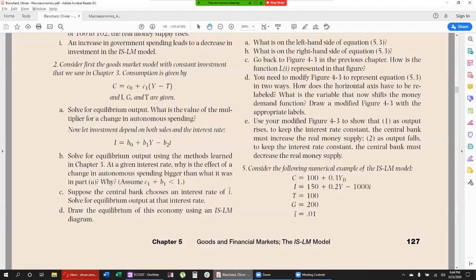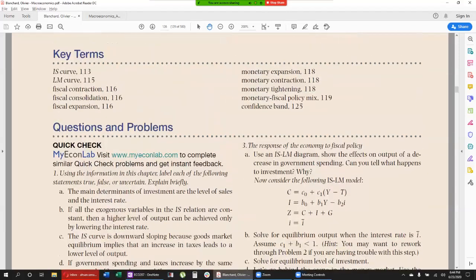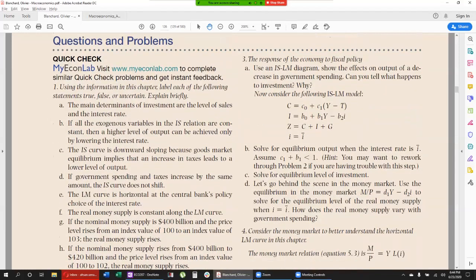So let's move on. Part D is draw the diagram. That's not really that challenging. Let's see. Question 3, you see we have the exact same C, I, and Z. It's really no difference here. Part B, 3B is exactly 2C. So why don't you guys try and solve that?